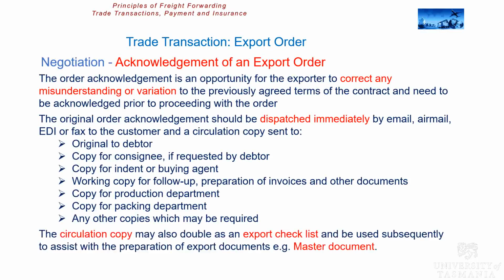A circulation copy is quite a useful document. It can be then reworked as an export checklist, if you like, and also subsequently you might end up with a master document. It's likely to contribute most of the information to that master document.